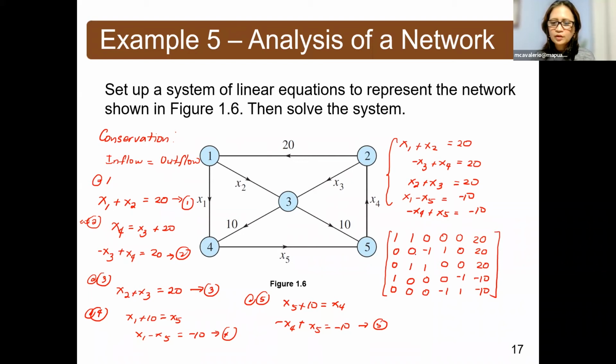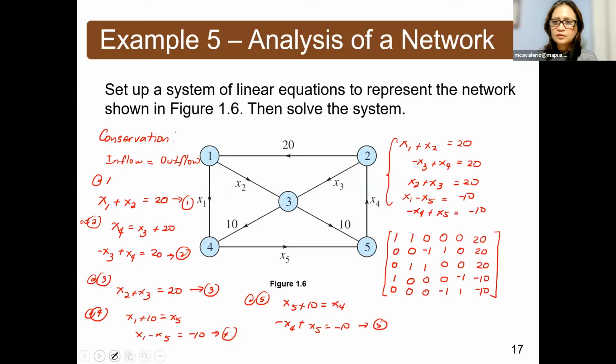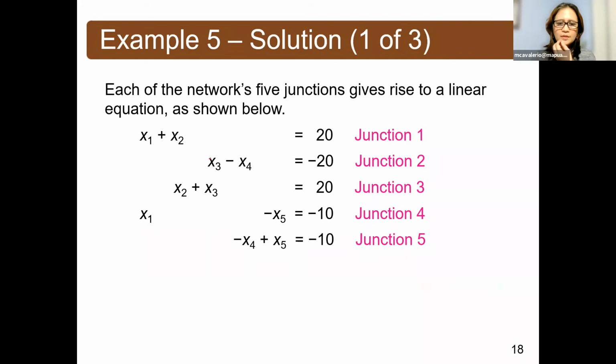apply our Gaussian elimination with back substitution, or proceed with the backward phase, so that we can convert the matrix into a reduced row echelon form via Gauss-Jordan elimination. Now let us see what the result of this solution will be. As you can see, this will be the model, the system of equations.